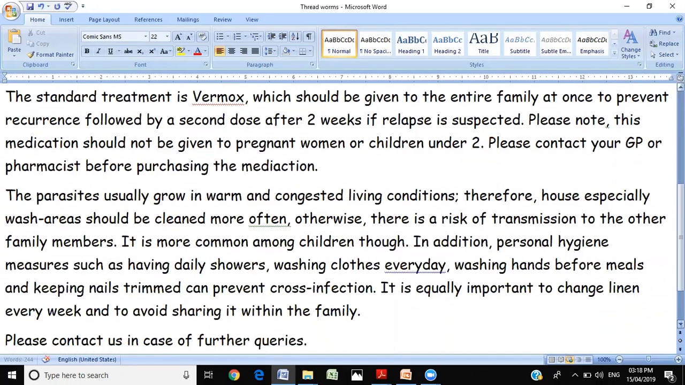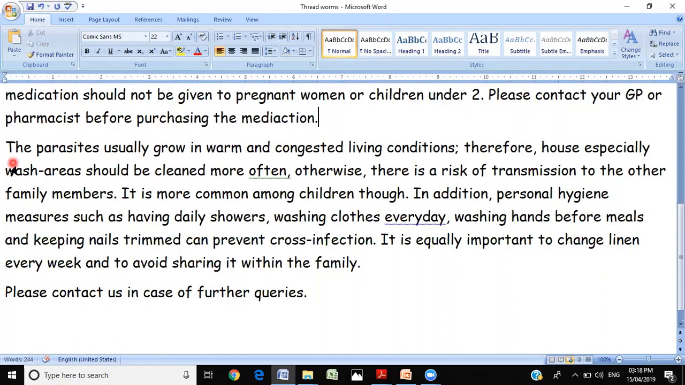Then about the hygiene measures. The parasites usually grow in warm and congested living conditions. Therefore, the house, especially wash areas, should be cleaned more often. Otherwise, there is a risk of transmission to the other family members. It is more common among children, though.